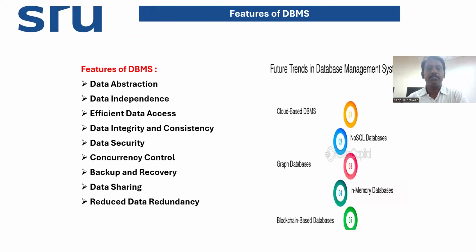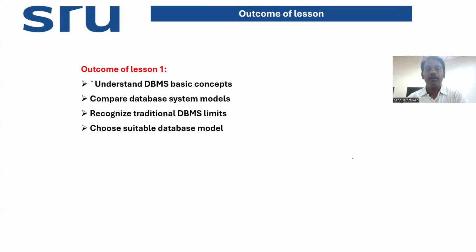Next one is the features of the DBMS: data abstraction, data independence, efficient data access, data integrity and consistency, data security. Next is concurrency control, backup and recovery, data sharing, reduce data redundancy. These are all the features of our database management system. Next we will discuss these concepts in the next session.